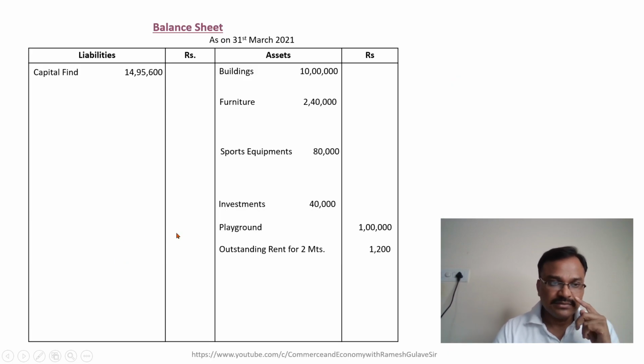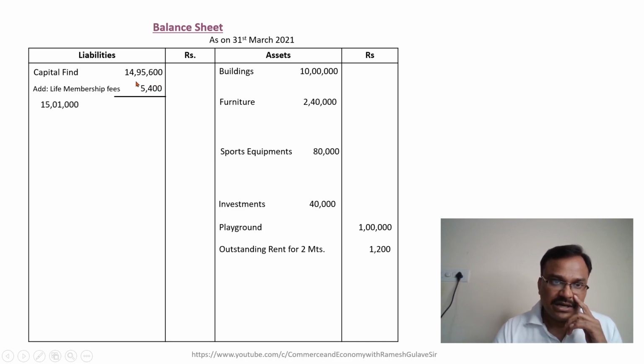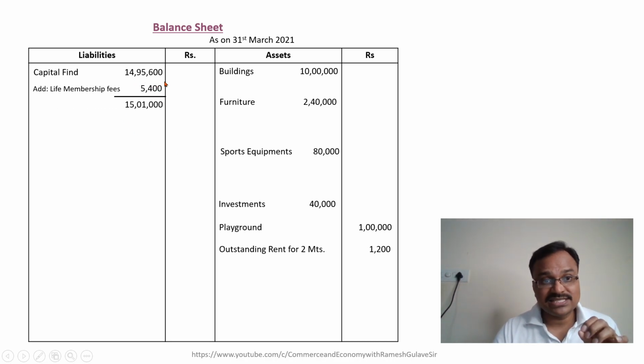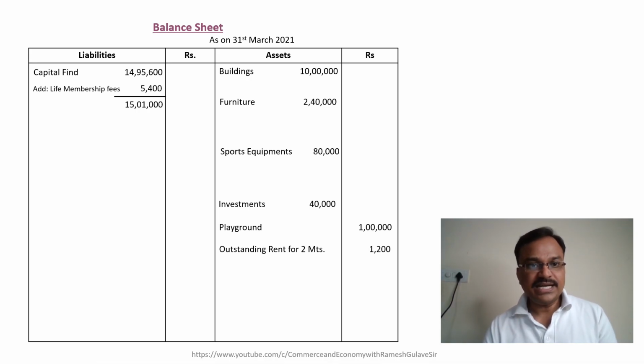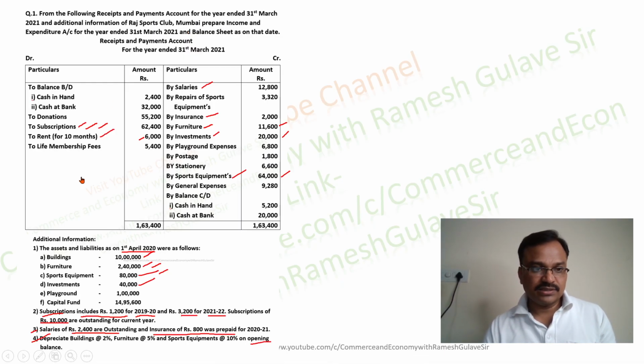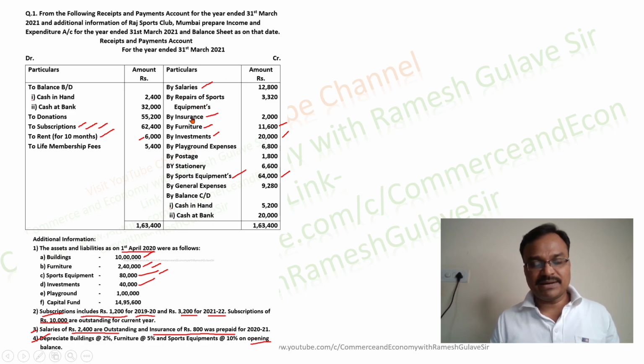So here in the capital fund, we are going to add this life membership fees 5,400, and the opening balance of the capital fund is 14 lakh 95,600. So 14 lakh 95,600 plus 5,400 is 15 lakh 1,000, right? Let us move on to the next item. Here we have finished with the debit side of the receipts and payment account. We have recorded all the items of the debit side. Now let us move on to the credit side of the receipts and payment account.